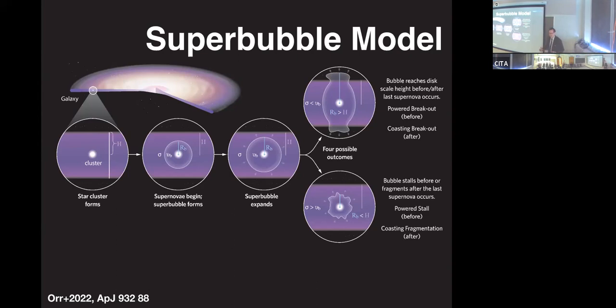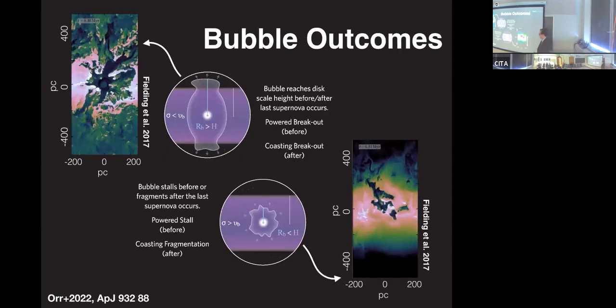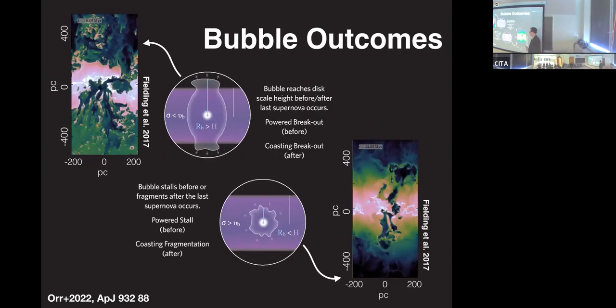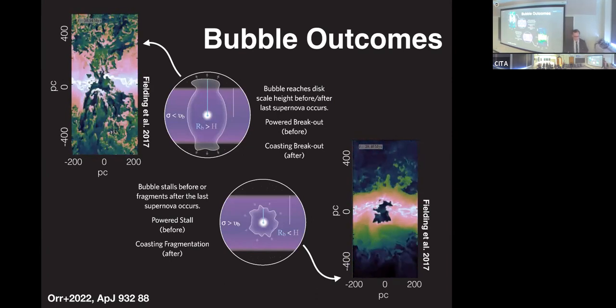You could imagine a coasting phase where it coasts and breaks out, or coasts and stalls and breaks apart, or a powered phase where the supernovae keep going off into a stalling remnant, or keep going off and drive a wind. I'll tell you right now that in the real universe it's probably never coasting. It seems like it's always either powered fragmentation, powered stalling, or powered breakout.